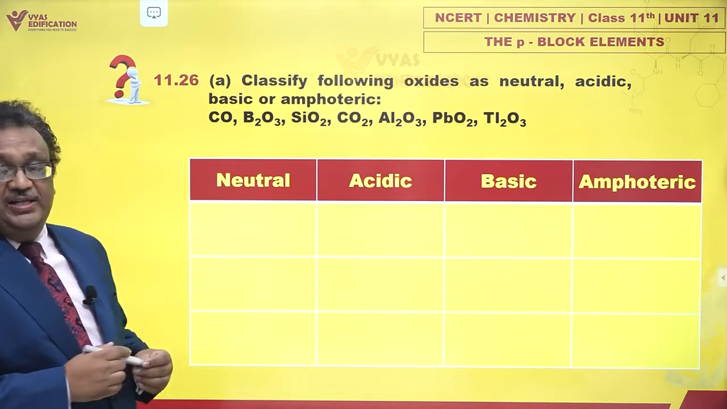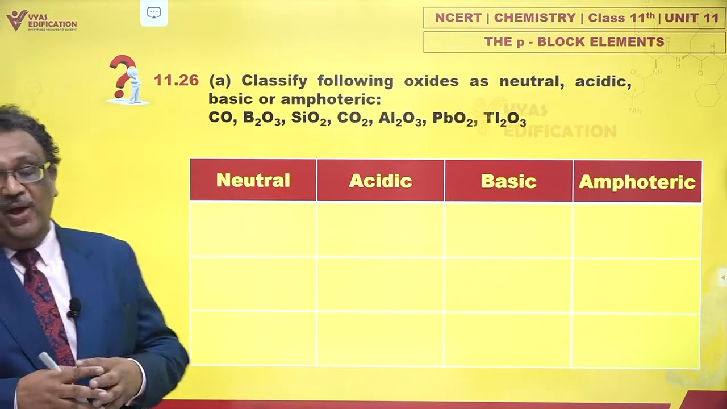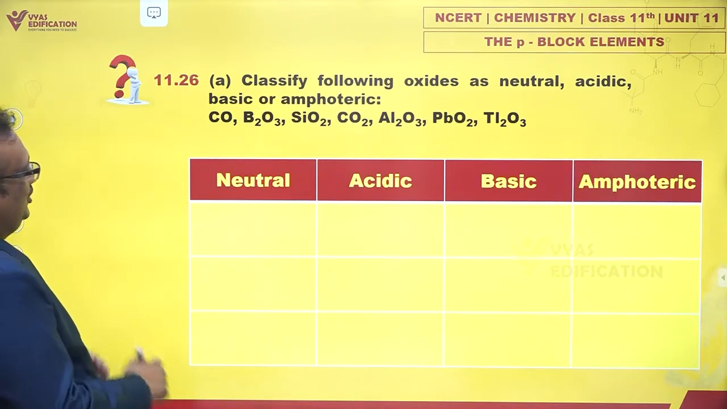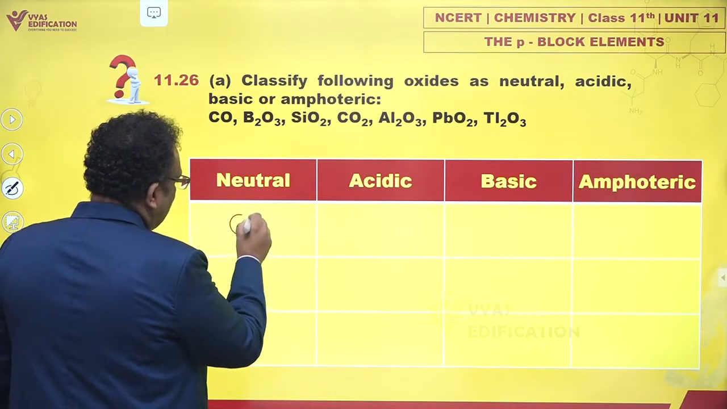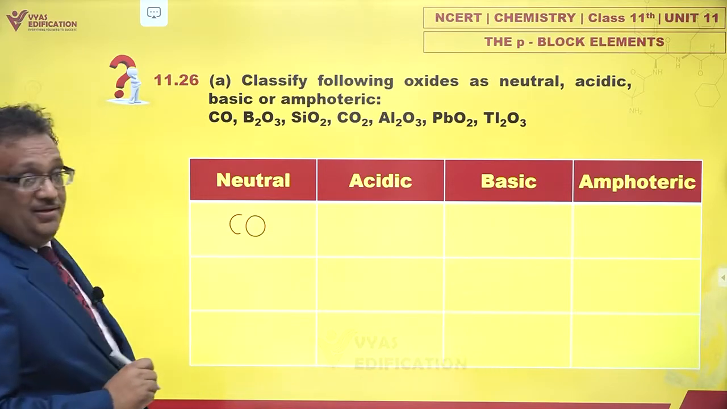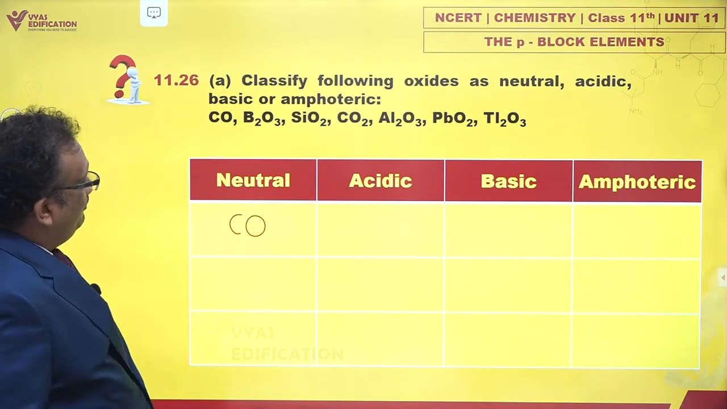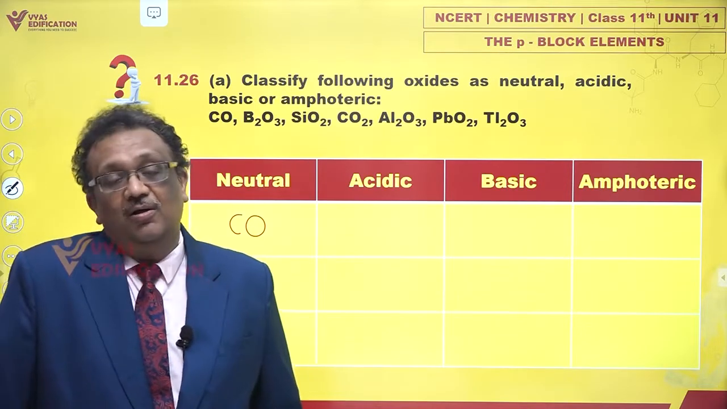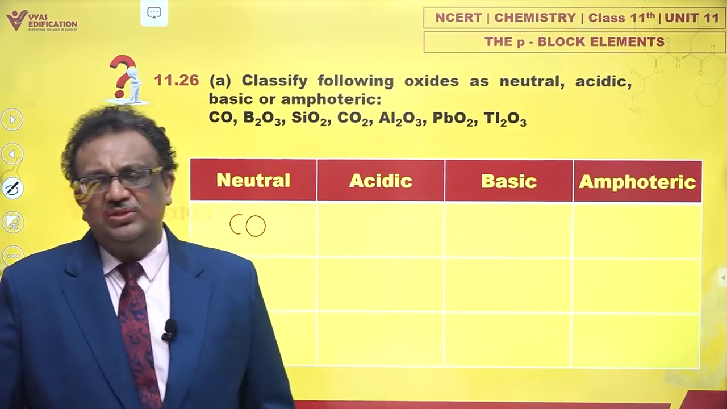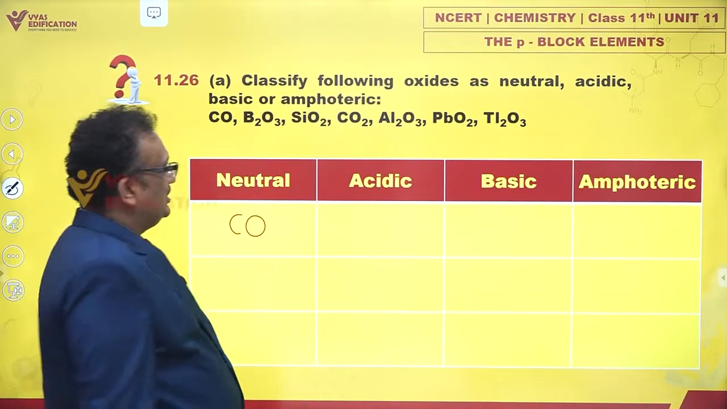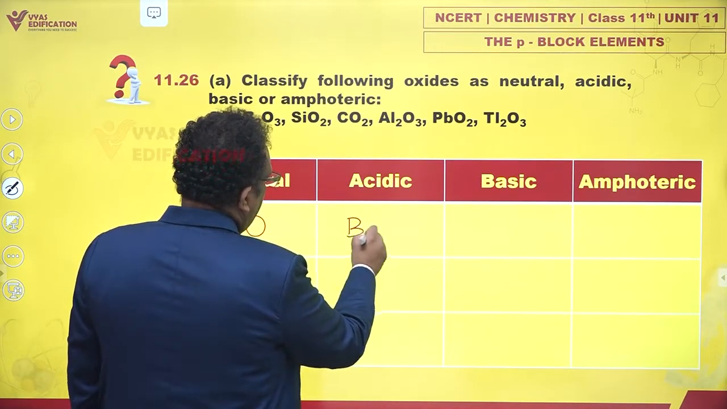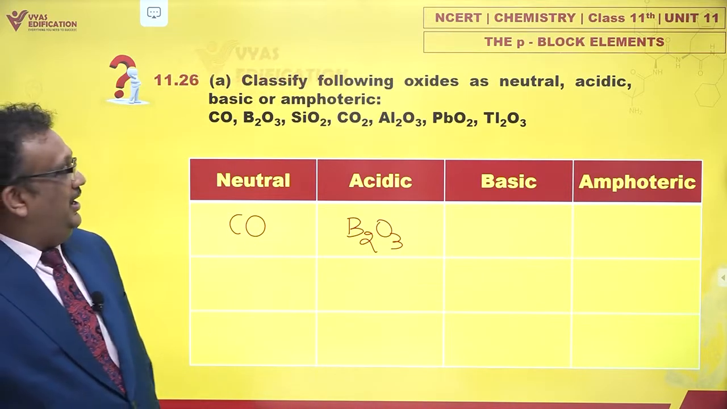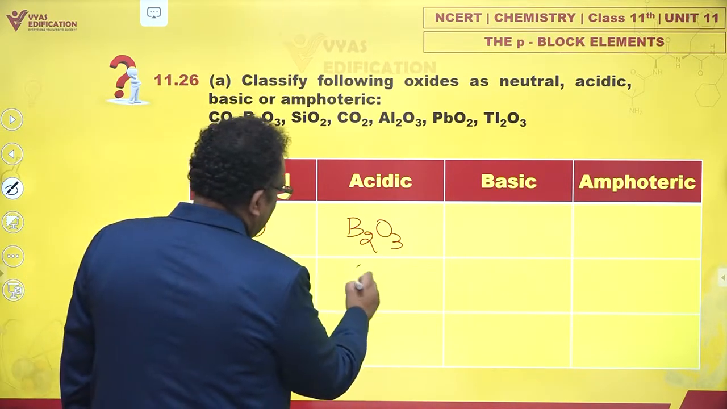Classify the following oxides as neutral, acidic, basic or amphoteric. Well, we have CO, carbon monoxide, which happens to be a neutral oxide. Then you have B2O3 and SiO2. Now, boron is a non-metal and non-metal oxides are typically acidic. So you have B2O3 as an acidic oxide. CO2 also is an acidic oxide, no doubt.